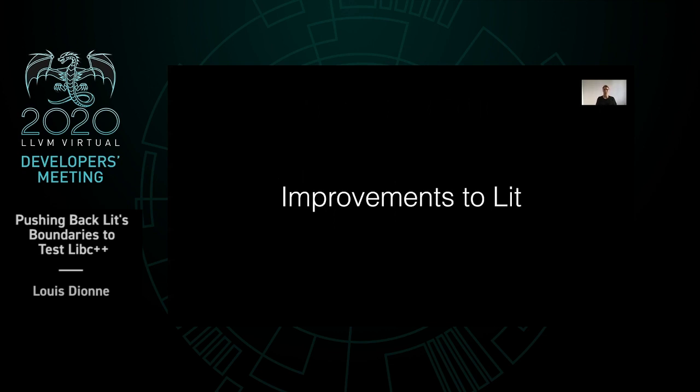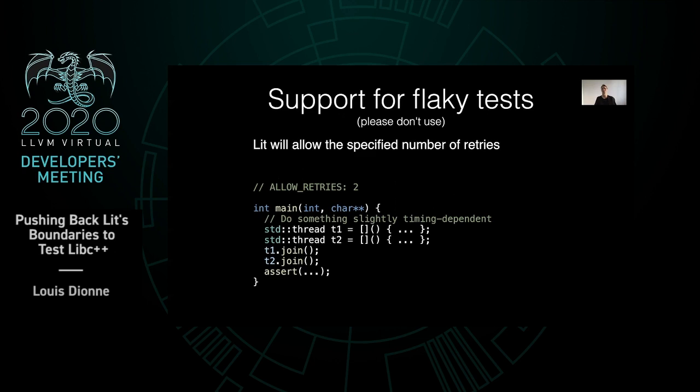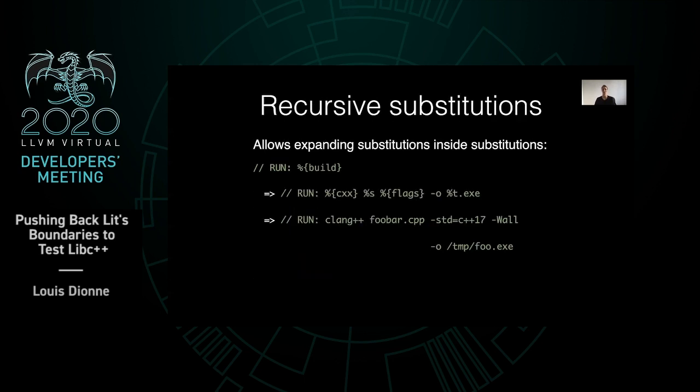So in order to make all of this possible, there were a few improvements to lit. So first of all, we had to add flaky tests in lit. So please don't use that. Flaky tests are not really great, but for libc++, it was sometimes necessary to run tests more than once, for example in the case of some threading tests or some timing dependent tests. So now at least it's not ad hoc, it's well supported in lit.